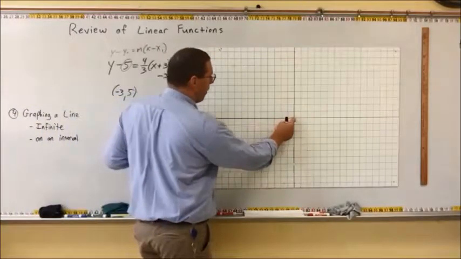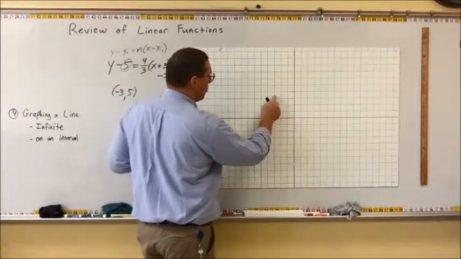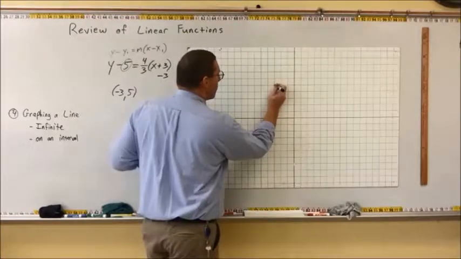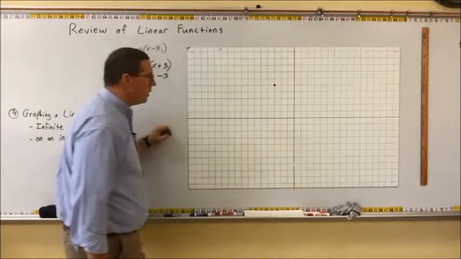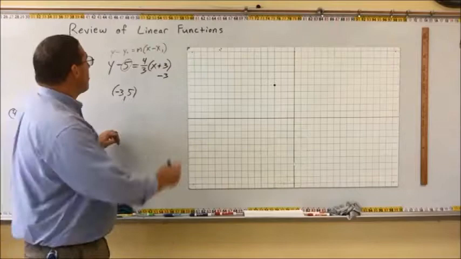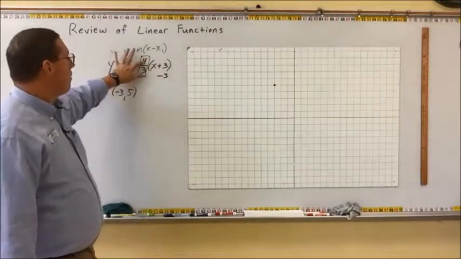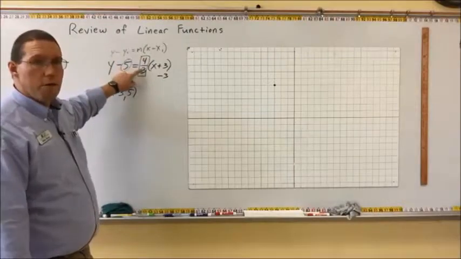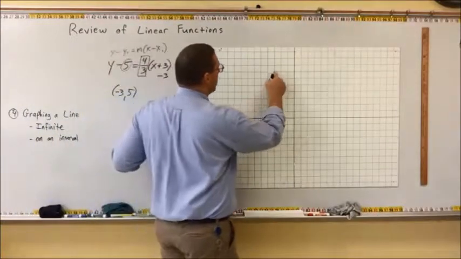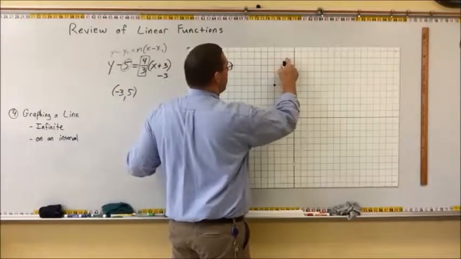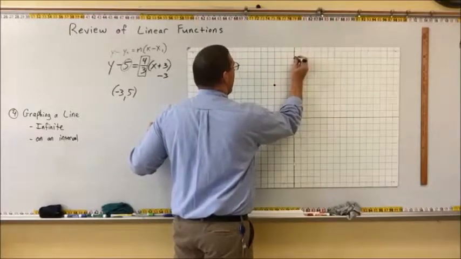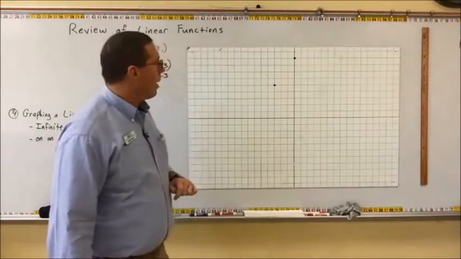So we can go to negative 3, 5, 1, 2, 3, 1, 2, 3, 4, 5. We can put a dot at negative 3, 5. Then we can look at the slope. The slope is positive 4/3. That's up 4 and then over to the right 3. So go up 4, 1, 2, 3, 4, over to the right 3, 1, 2, 3. And look, that actually gives us the y-intercept right there. It's right on the y-axis.